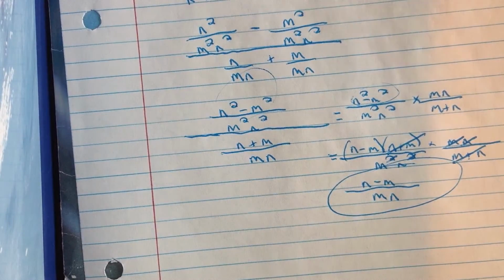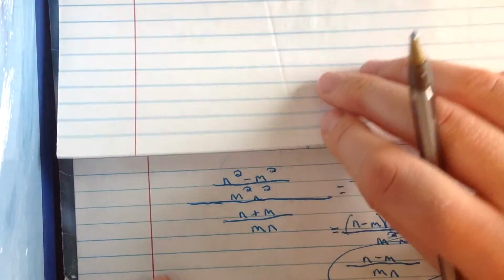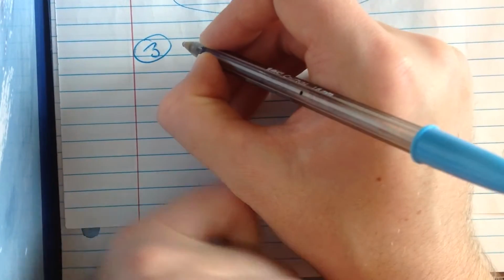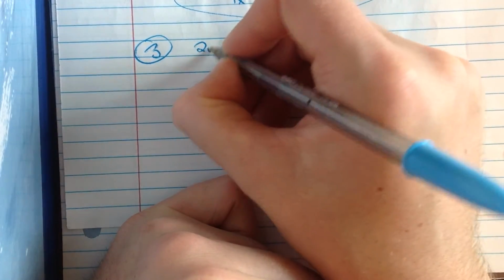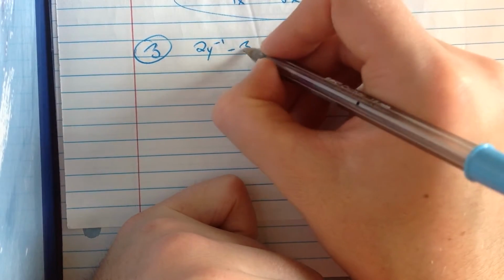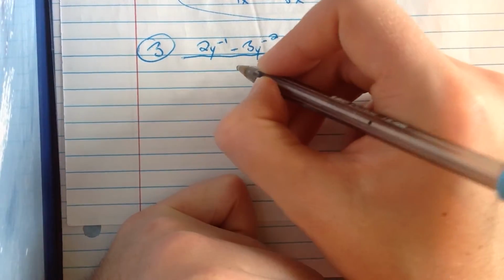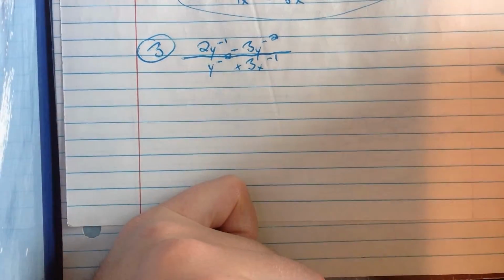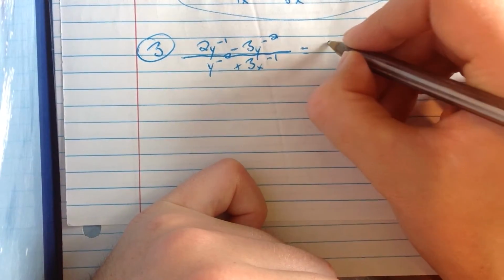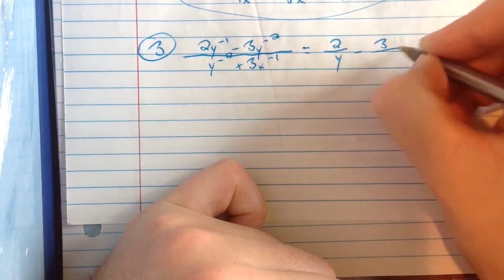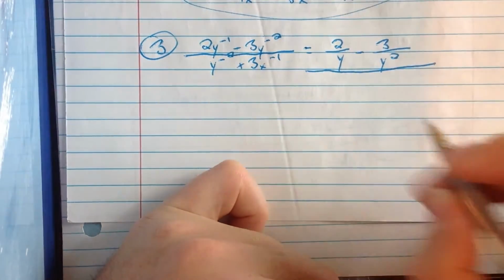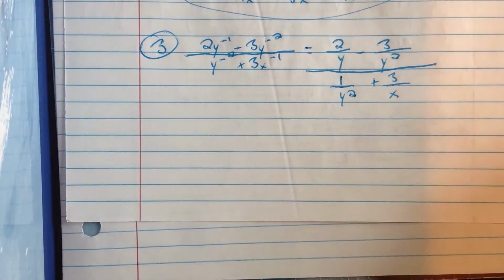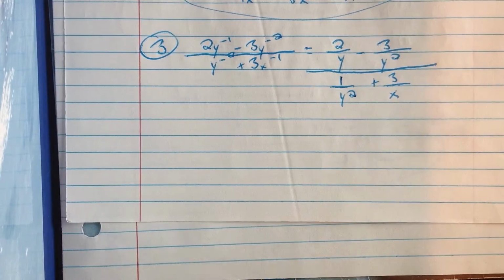Working one more example. Let's say, for example, that I have 2y to the negative 1 minus 3y to the negative 2 all over y to the negative 2 plus 3x to the negative 1. This is the same thing as writing 2 over y minus 3 over y squared, all over 1 over y squared plus 3 over x. So flipping those fractions to the denominator gives them a positive power.